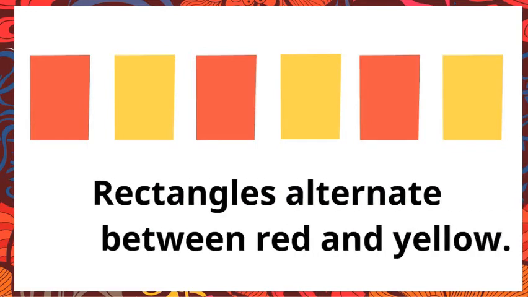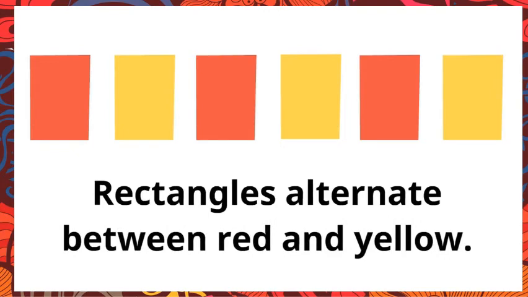Look at this pattern. It begins with a red rectangle followed by a yellow rectangle. Next is a red rectangle and another yellow rectangle. Next is a red rectangle followed by another yellow rectangle. It's doing the same thing over and over again, so it is definitely a pattern. What special rule does this pattern follow? Well, rectangles alternate between red and yellow. Do you see that? The rule tells us how the pattern works. In this pattern, rectangles alternate between red and yellow.